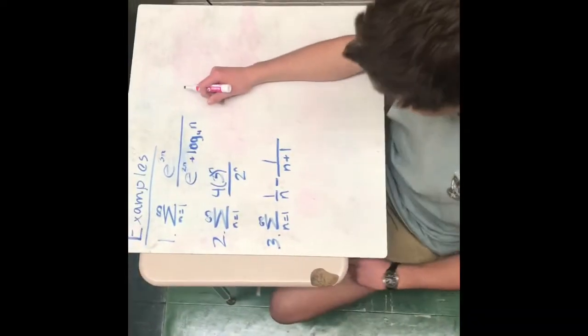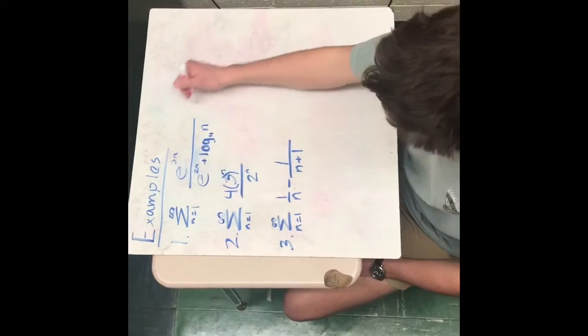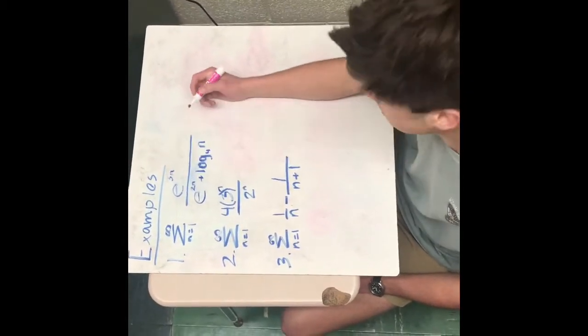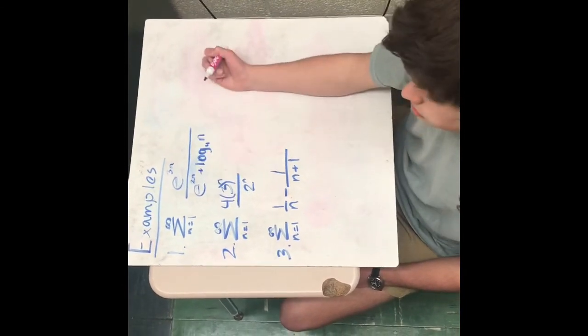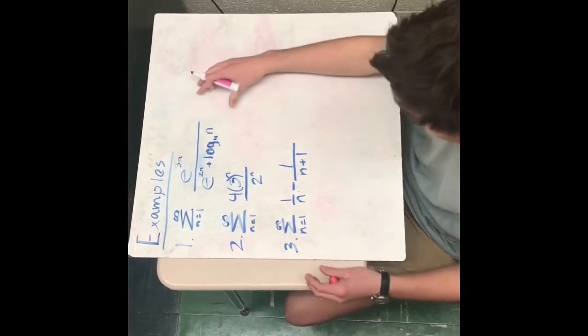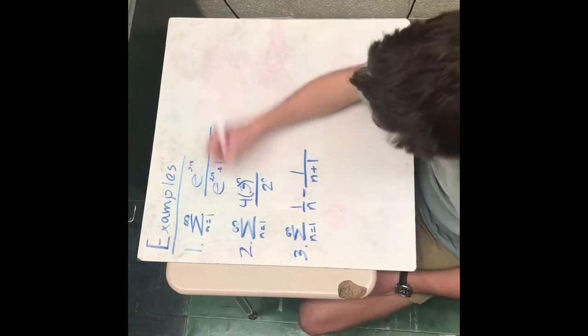Hello, today we're going to do these 3 examples. This one, I'm going to use the nth term test, and I can tell because I can easily take the limit of this. As you can see, this is e to the 3n versus e to the 2n. The log grows very slow, and it's not important. So we can consider this a sub n.